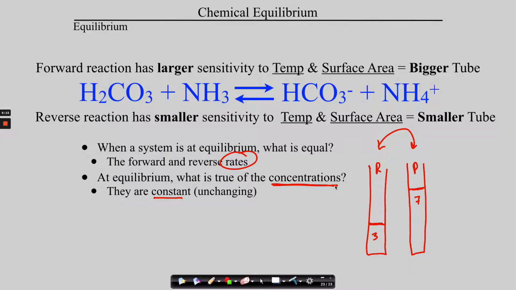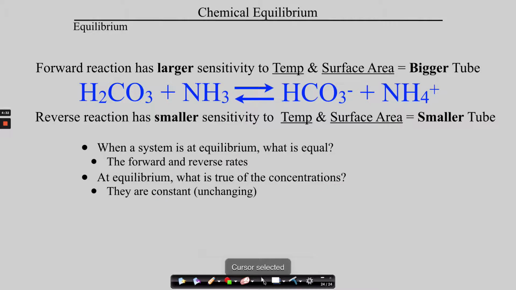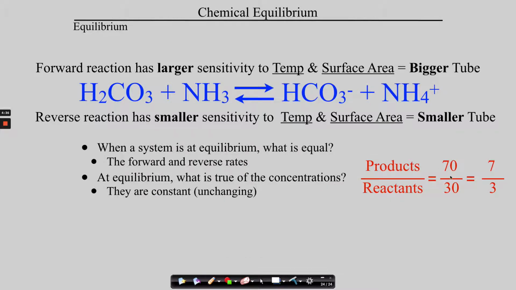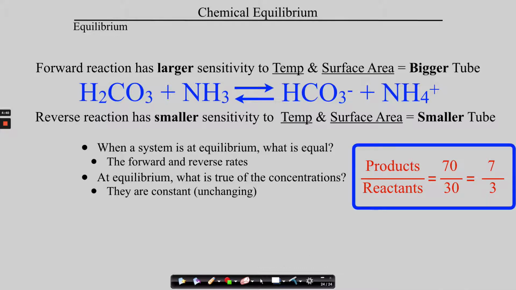So we know at equilibrium, the rate of the forward reaction and the rate of the reverse reaction are equal. And the concentrations of my reactants and the concentrations of my products are constant. They aren't the same, but they're unchanging. Okay? So we saw this ratio here: products over reactants, the ratio of 70 to 30, that 7 to 3 ratio. Guys, this is where we're going to derive the math from.